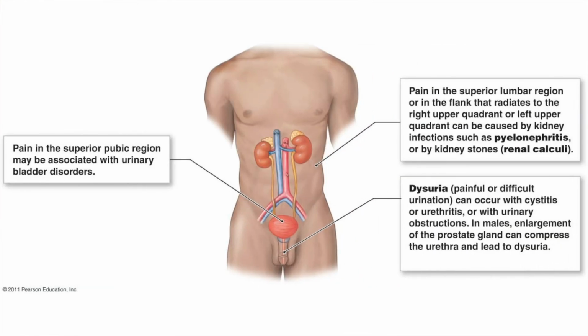Then we're going to talk about some disorders. Pain in the superior pubic region, so up in here may be associated with urinary disorders. Pain in the lumbar region may be caused by kidney infections or kidney stones, because that's where the kidneys are located. And irritation of the lining of the ureters or bladder can lead to an increased urgency or increased frequency of urination.